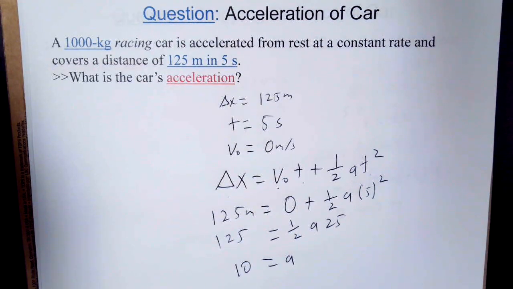Okay, so that's how we do this kind of thing. You've got a couple of these to do. You also can do it more intuitively just by coming up with the average velocity, doubling it to get the final velocity, and then dividing by time. Either of these will work, but that's the basic idea. All right, so good luck with your questions.